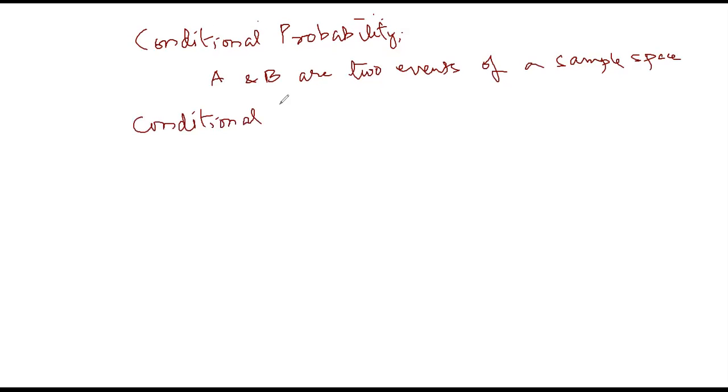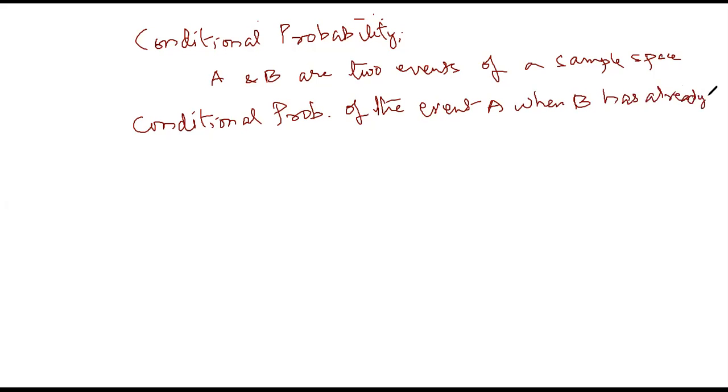So conditional probability, or the probability of the event A given that B has already occurred, is written by probability of A stroke B, which is the probability of event A when B has already occurred. So B has occurred, so it is written after the stroke.